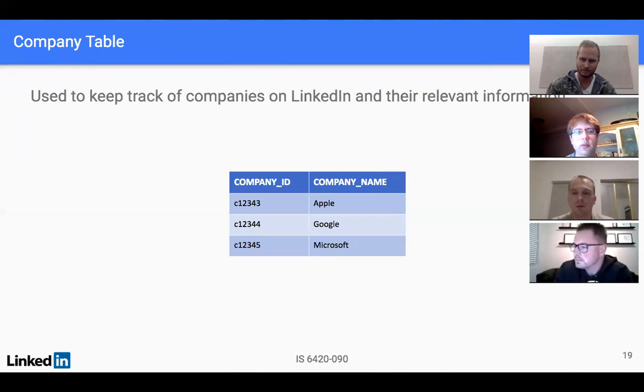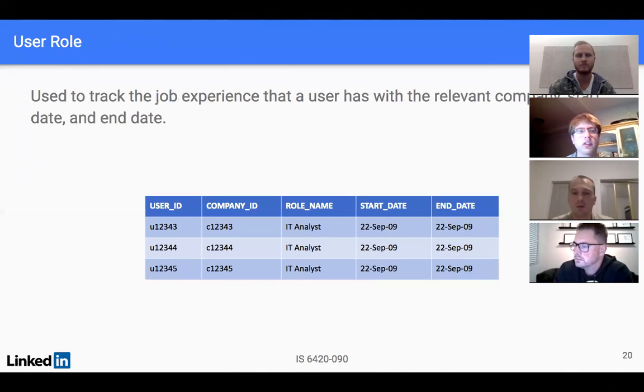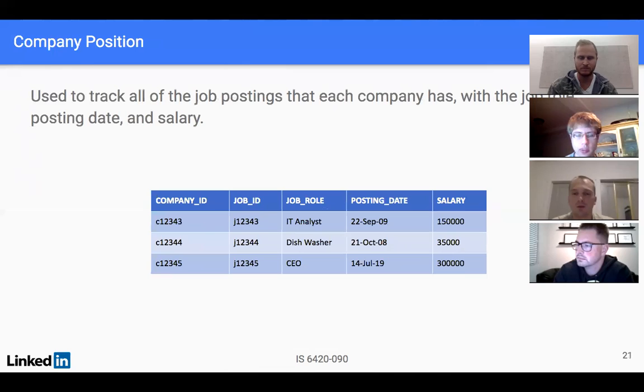So on the next table, we have the user role where they can tie a role to a certain company with the start and end date to show their experience. Similarly with companies on the next table, they can post positions. So we have a company ID, job ID, role, posting date, and salary. This allows them to post positions for people to apply for.